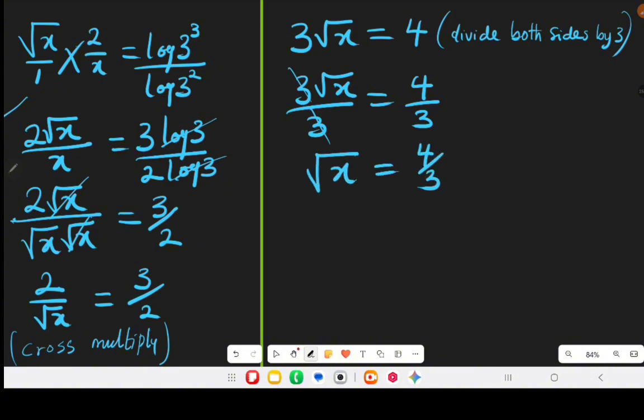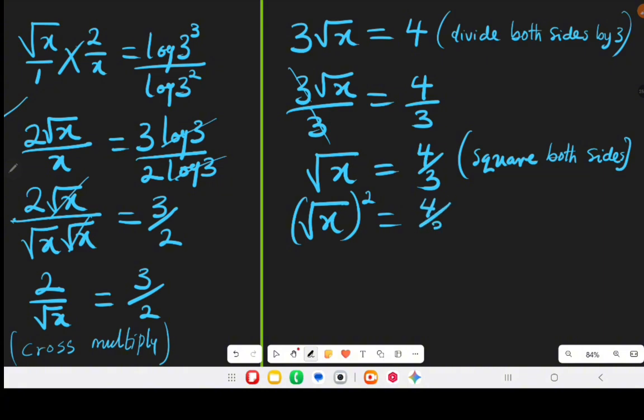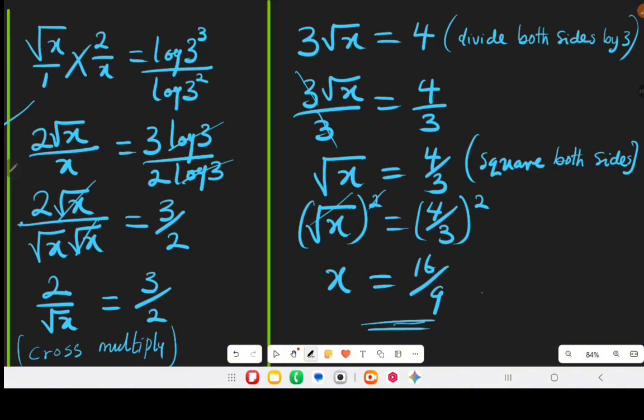To remove the root, we square both sides. If we square both sides, we have root of x all squared equals 4 over 3 all squared. Square will cancel square root, left with x equals 4 squared, which gives us 16, all over 3 squared, which gives us 9. So this is the solution. Now we arrive at the answer: x is equal to 16 all over 9, which is the same as the first method we used, the first approach using law of indices. But now we used law of logarithm.